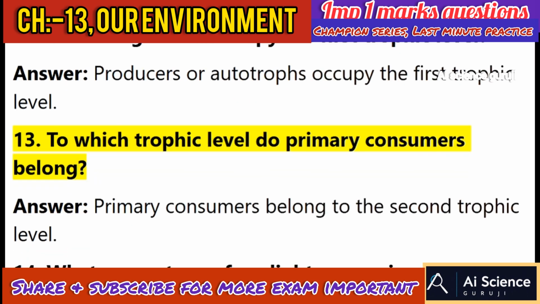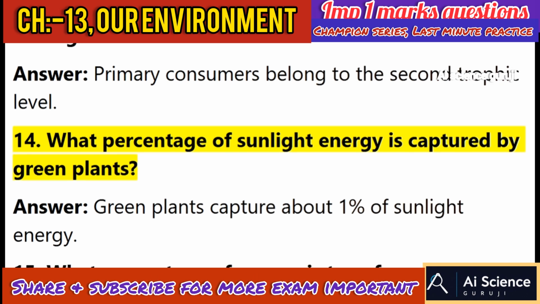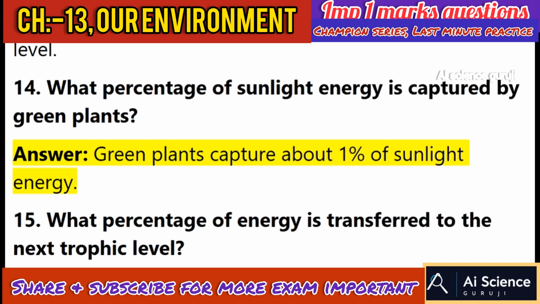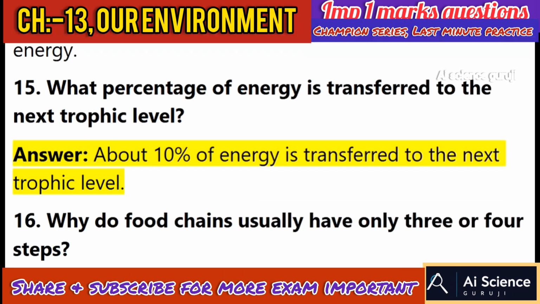13. To which trophic level do primary consumers belong? Answer. Primary consumers belong to the second trophic level. 14. What percentage of sunlight energy is captured by green plants? Answer. Green plants capture about 1% of sunlight energy. 15. What percentage of energy is transferred to the next trophic level? Answer. About 10% of energy is transferred to the next trophic level.